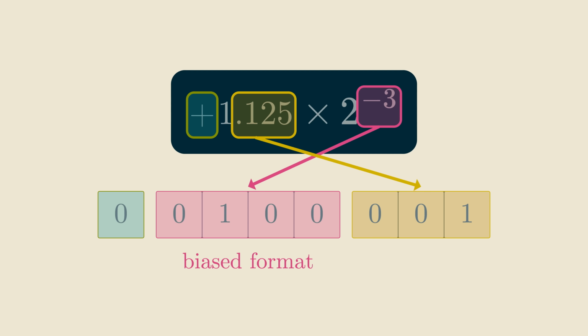The question is, what the hell, William Kahan? Why did you decide to store the exponent before the mantissa, and why this weird biased format? Well, let me show you something.